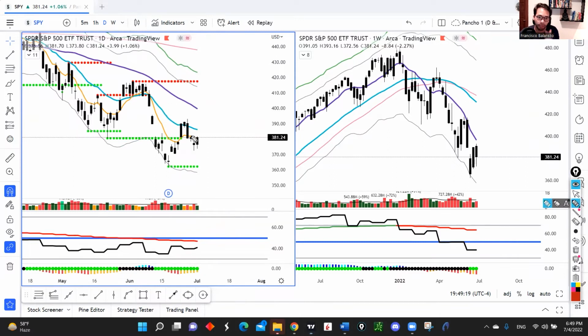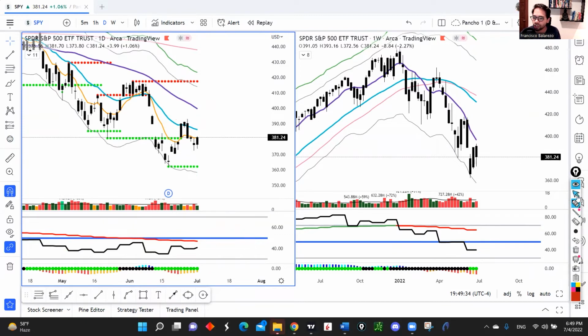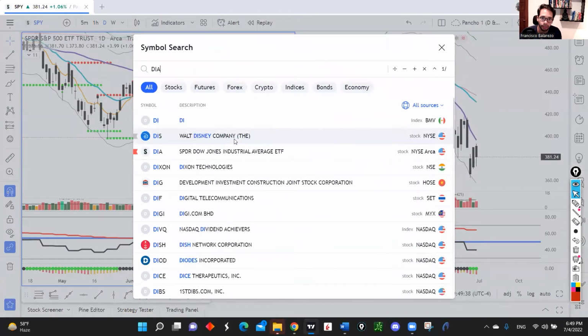This is the SPY. You can see that we got rejected at the 21 exponential moving average. And basically, right, we're trending below a 10-week moving average. That is a bear market, bearish trend oscillator on the weekly chart, bearish trend oscillator on the daily chart as well. Now let's take a look at the DIA.